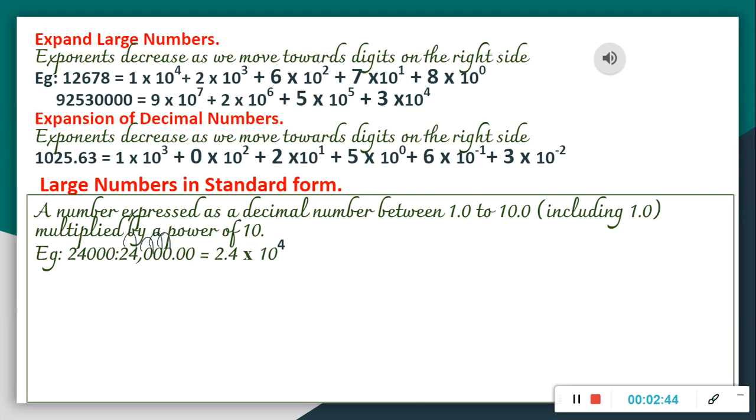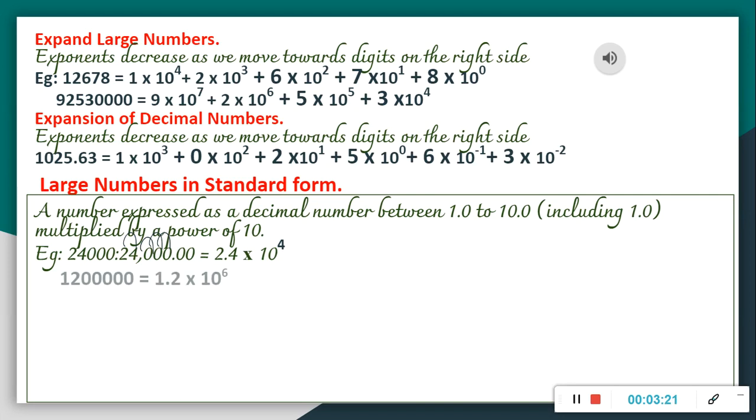So what do we want to do? We want to shift the decimal point to such a place that we get a decimal number between 1 and 10. Where do we shift it? We shifted 1 jump, 2 jump, 3 jump and 4 jump so that it becomes 2.4, and we multiply it by a power of 10. How many jumps have we taken here? Total 4 jumps. So it will be 2.4 into 10 to the power 4. This is the standard form of this number.